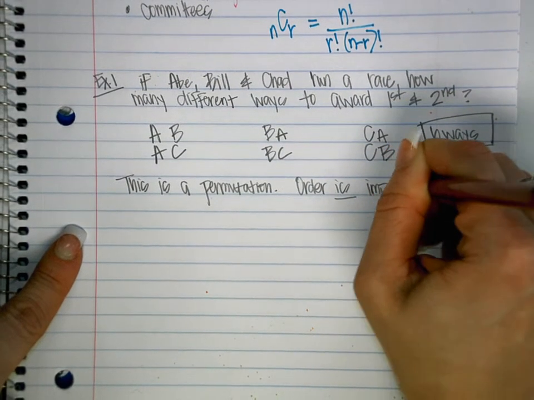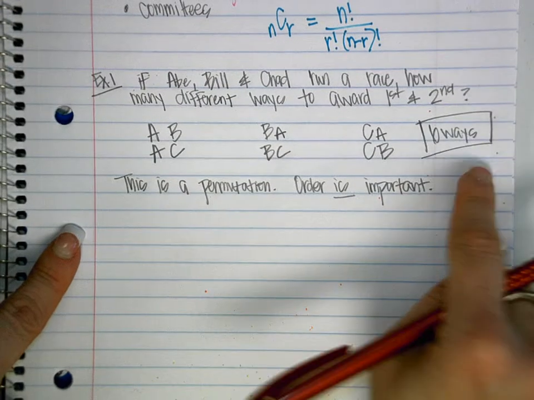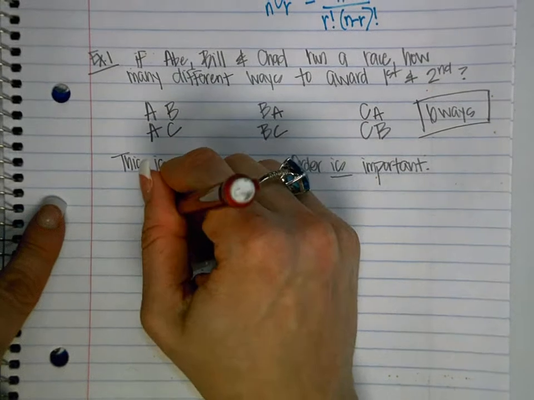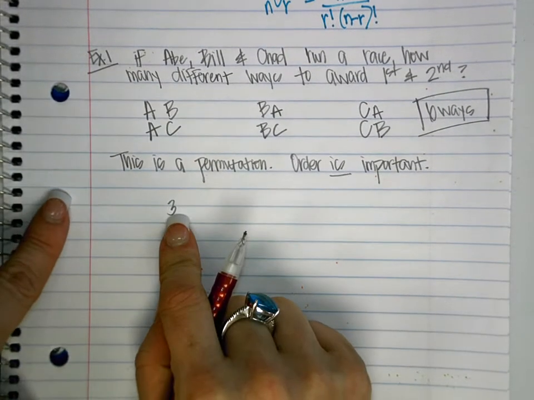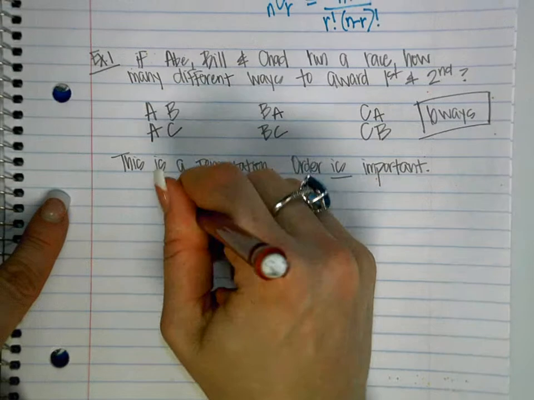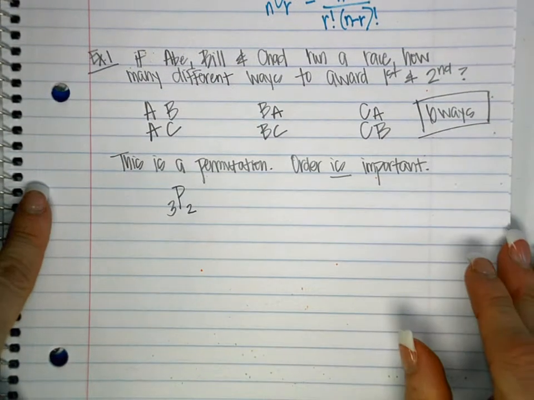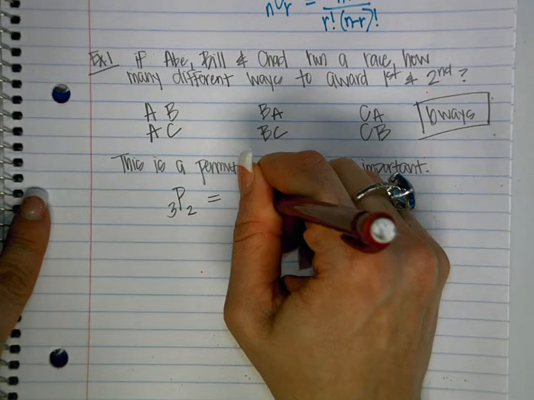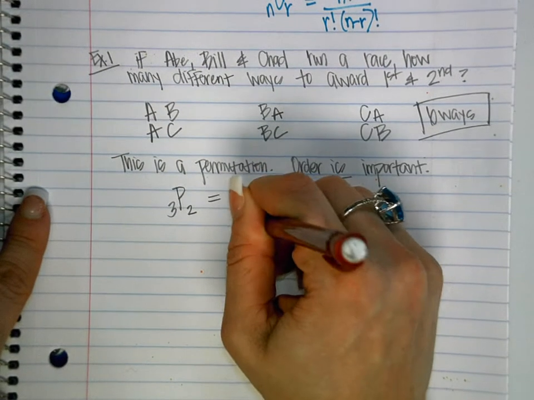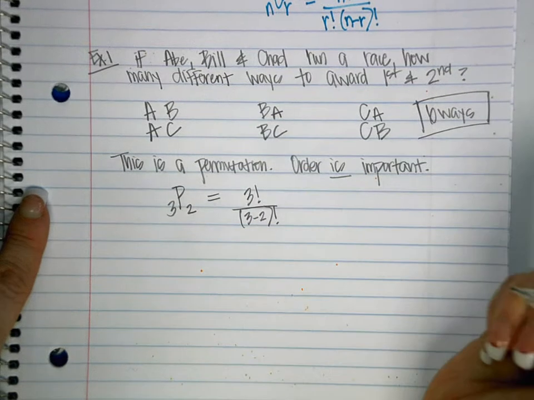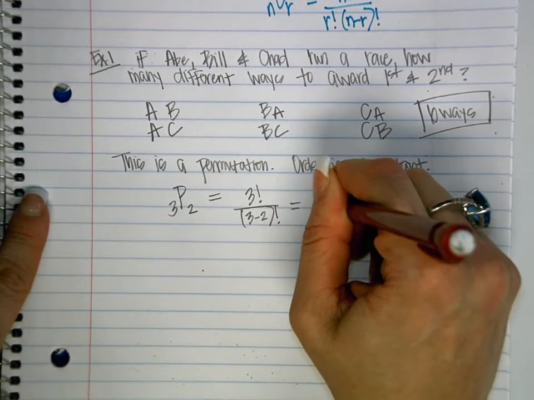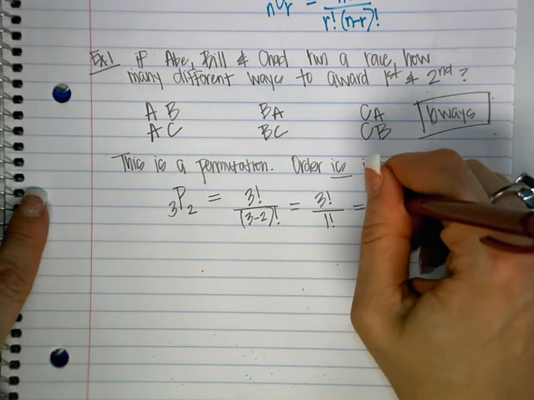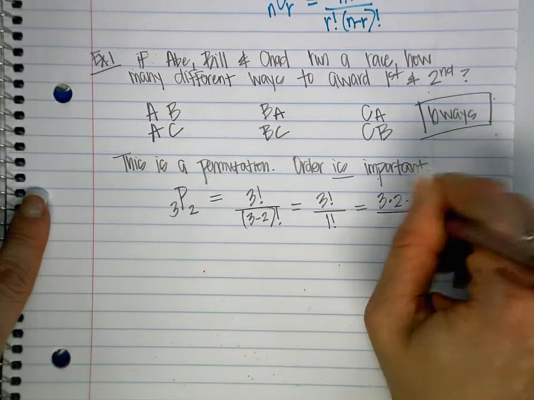If you didn't want to write down every single way they could finish, you could also use the permutation formula. This would be the number of things you have to choose from, so the number of people that started, 3, P, and how many places you're finishing, 2. So 3P2. If you plug this into the formula, this would be 3 factorial divided by (3 minus 2) factorial. So that would break down to 3 factorial over 1 factorial. Remember, factorial just says that we take every whole number below that and multiply them together.